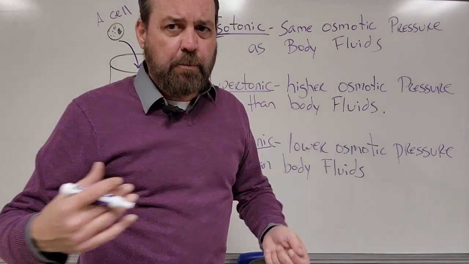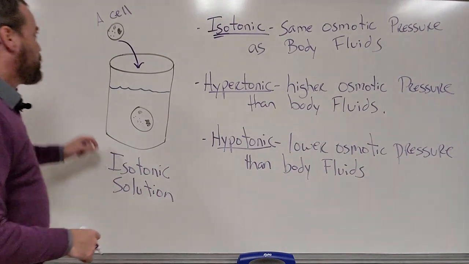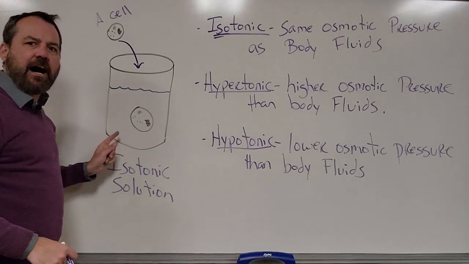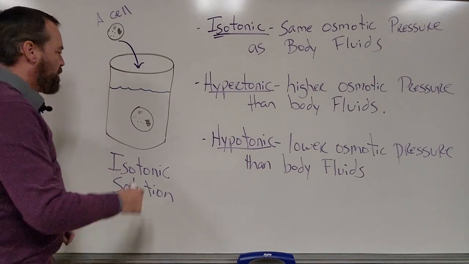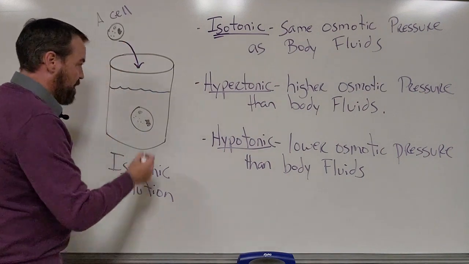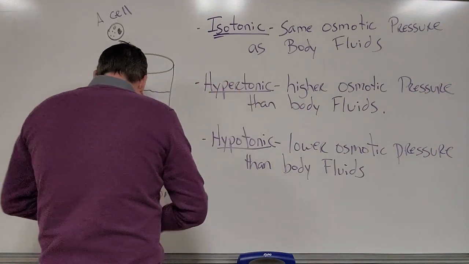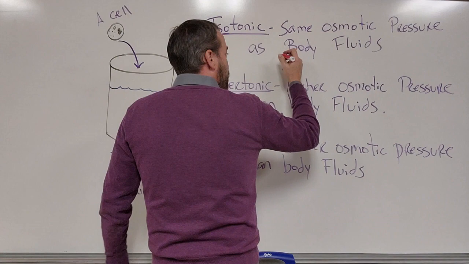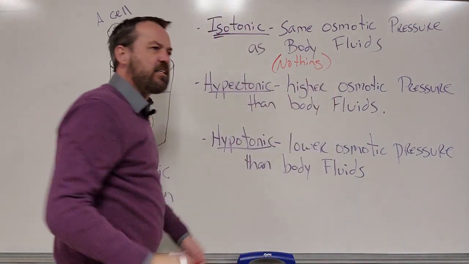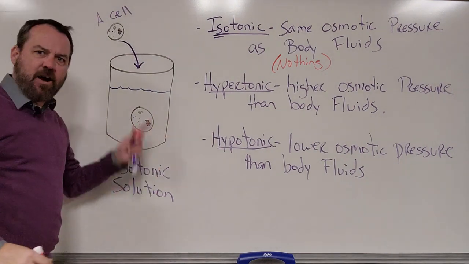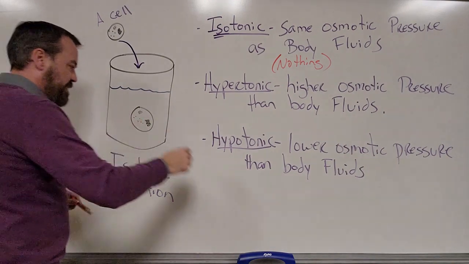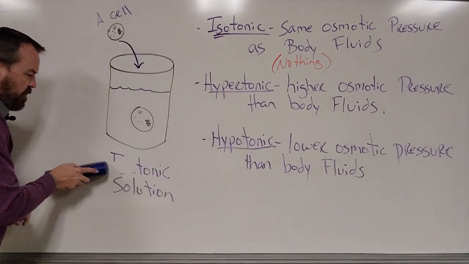If we have the same osmotic pressure, which way is water going to go? If I take a cell and place that cell in an isotonic solution, what's going to happen? Which way will water flow? Nowhere. Nothing happens in an isotonic solution because we don't have any pull on the water. Water's going to want to go to the higher osmotic pressure, but there is no higher osmotic pressure. We have the same osmotic pressure, so nothing happens if we put a cell in an isotonic solution.